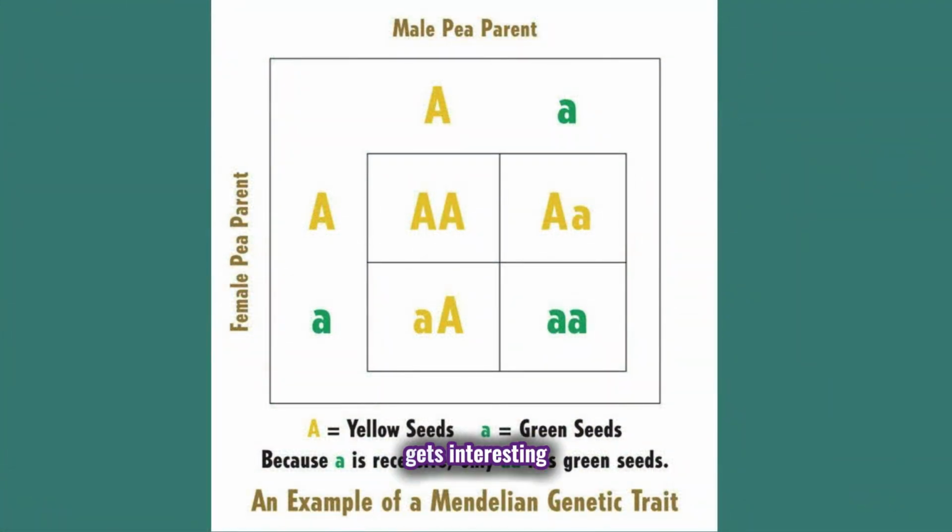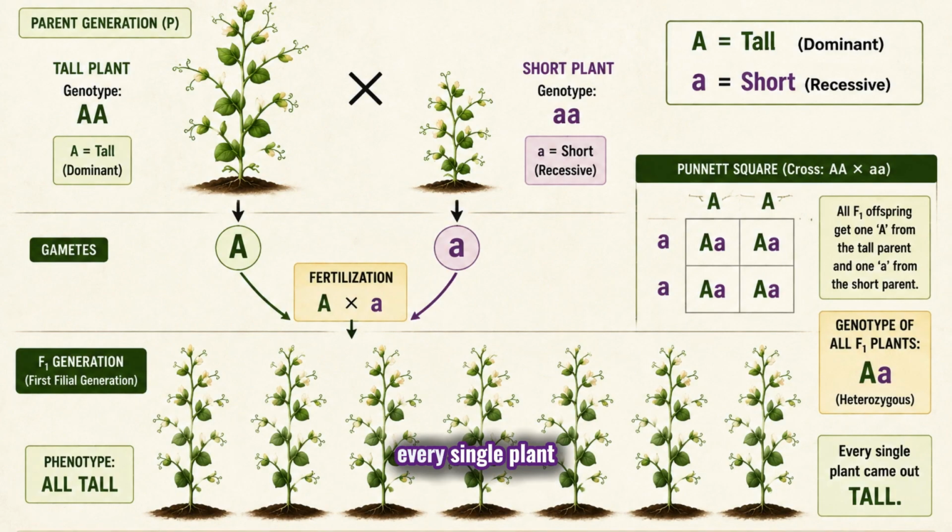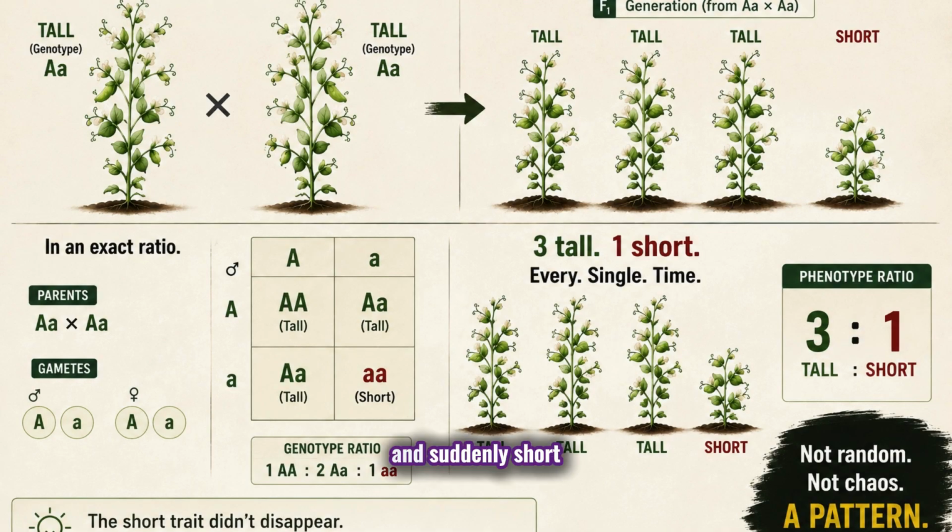Here's where it gets interesting. Mendel crossed a tall pea plant with a short pea plant. What do you think happened? A medium plant? That's what everyone assumed back then. But that's not what happened. Every single plant came out tall. The shortness just disappeared. But then, Mendel crossed those tall plants with each other, and suddenly, short plants came back in an exact ratio: 3 tall, 1 short. Every single time. Not random, not chaos, a pattern.